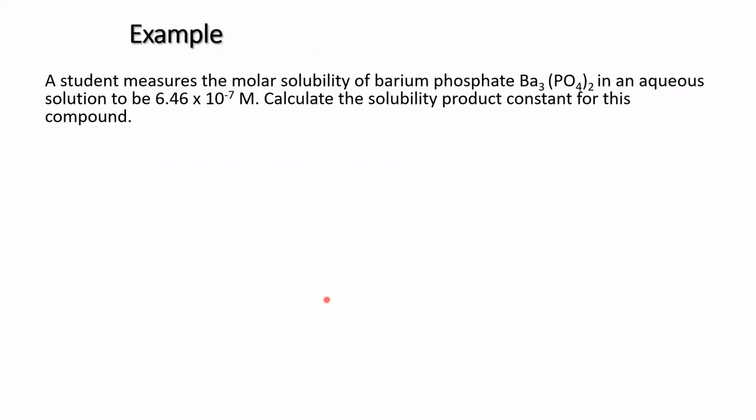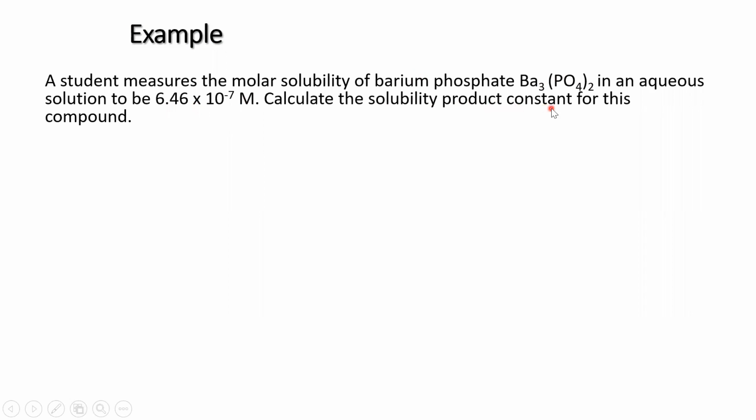All right, so here's a question. A student measures the molar solubility, how much dissolves, of barium phosphate. We're given the formula. Okay, barium is a +2, phosphate is a -3. We're told that the concentration, the molar solubility, is 6.46 times 10 to the -7. That's a really small number. It's not very soluble. We want to calculate the Ksp, the solubility product constant.